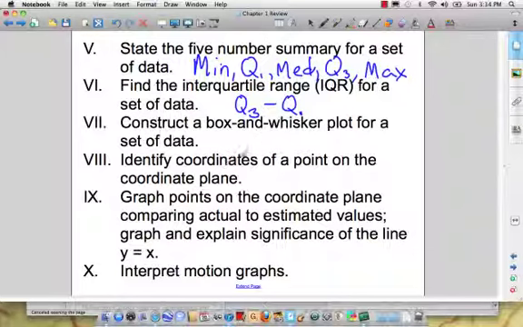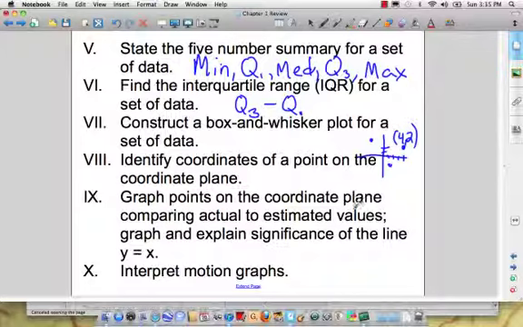Okay, next, identify coordinates of a point on the coordinate plane. So the coordinate plane, that's this thing, and then there'll be a point in any of the 4 quadrants, and you need to be able to state its coordinates. For example, over 1, 2, 3, 4, up 1, 2. So you need to be able to say the coordinates of that point are 4, 2.